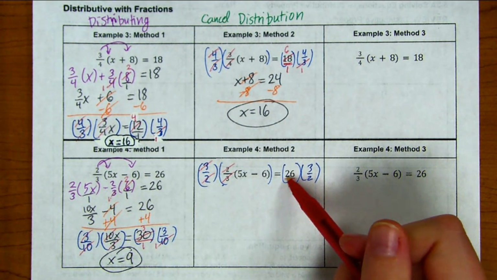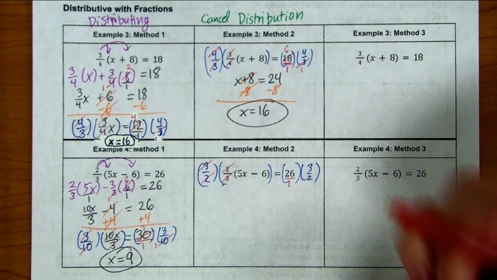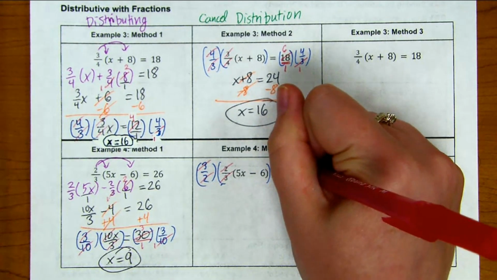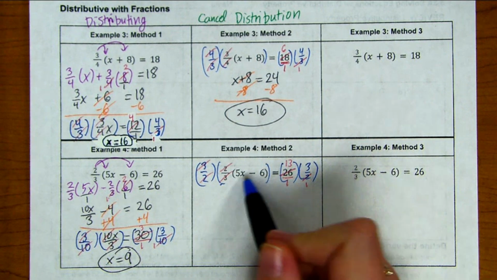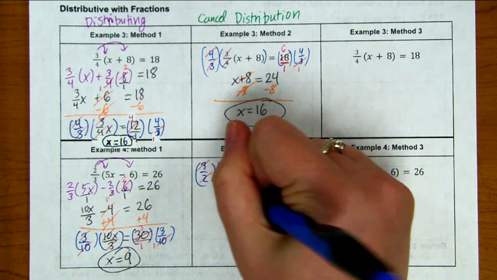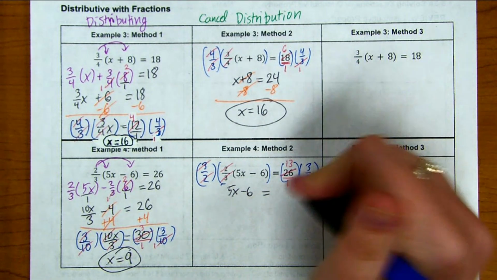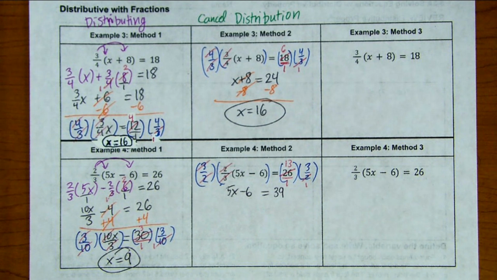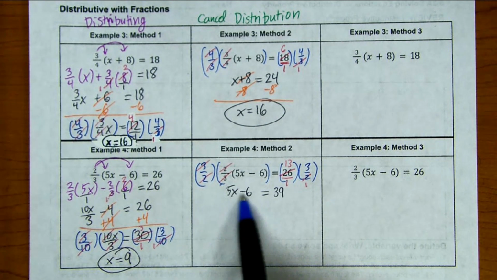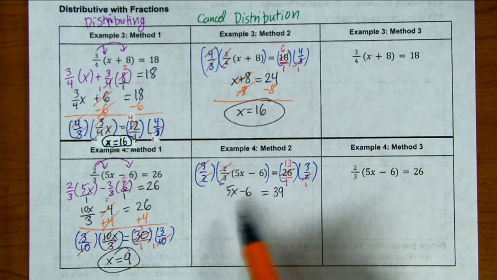And over here on the right side, 26 times 3 over 2. Well, 26 and 2, you can divide both of those by 2. 26 divided by 2 is 13. 2 divided by 2 is 1. So now we're just left with what we had inside the parentheses, 5x minus 6 equals 13 times 3 over 1 times 1 will be 39. There's no parentheses trapping these terms together, so we can go ahead and start removing the numbers. So first we'll want to get rid of the constant, negative 6. We can do that by adding 6 to both sides.